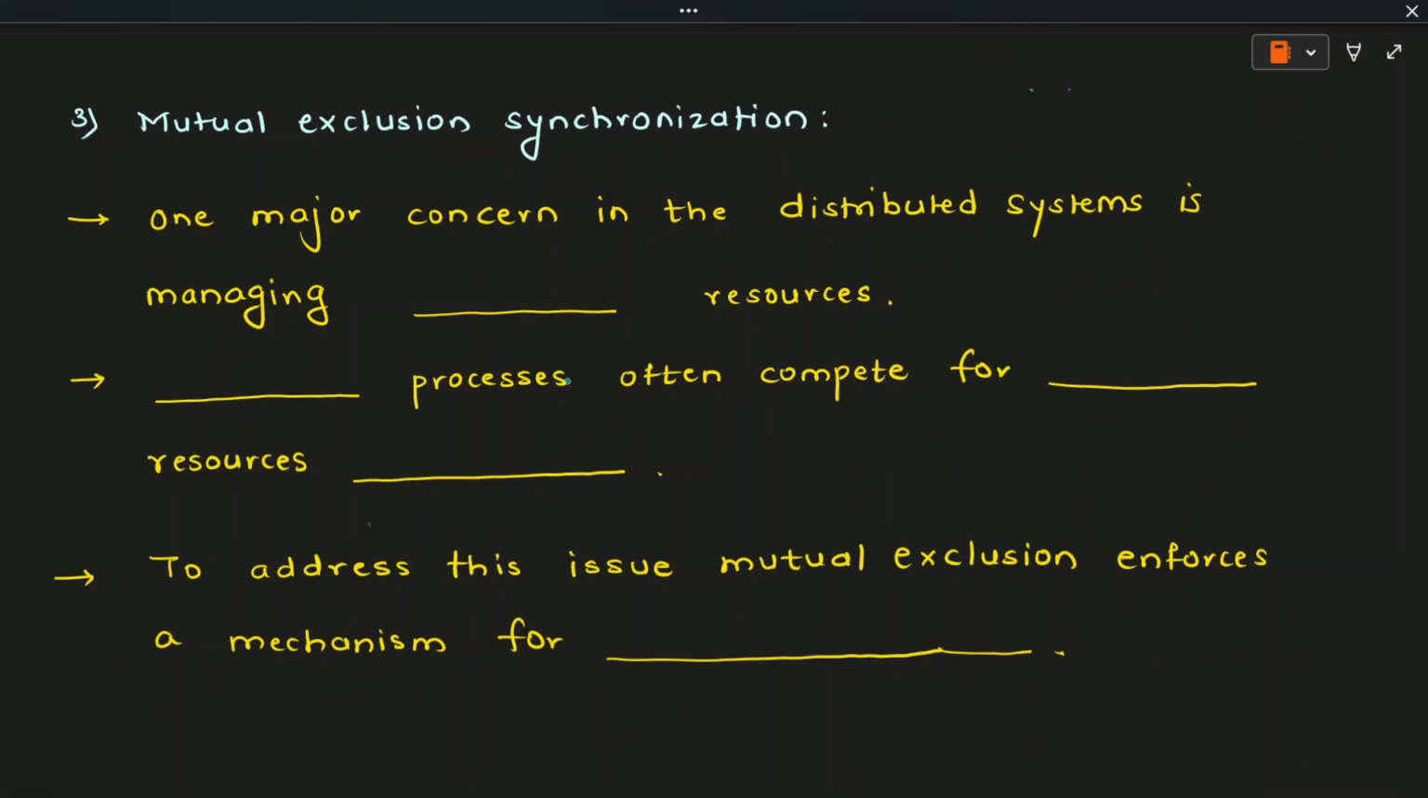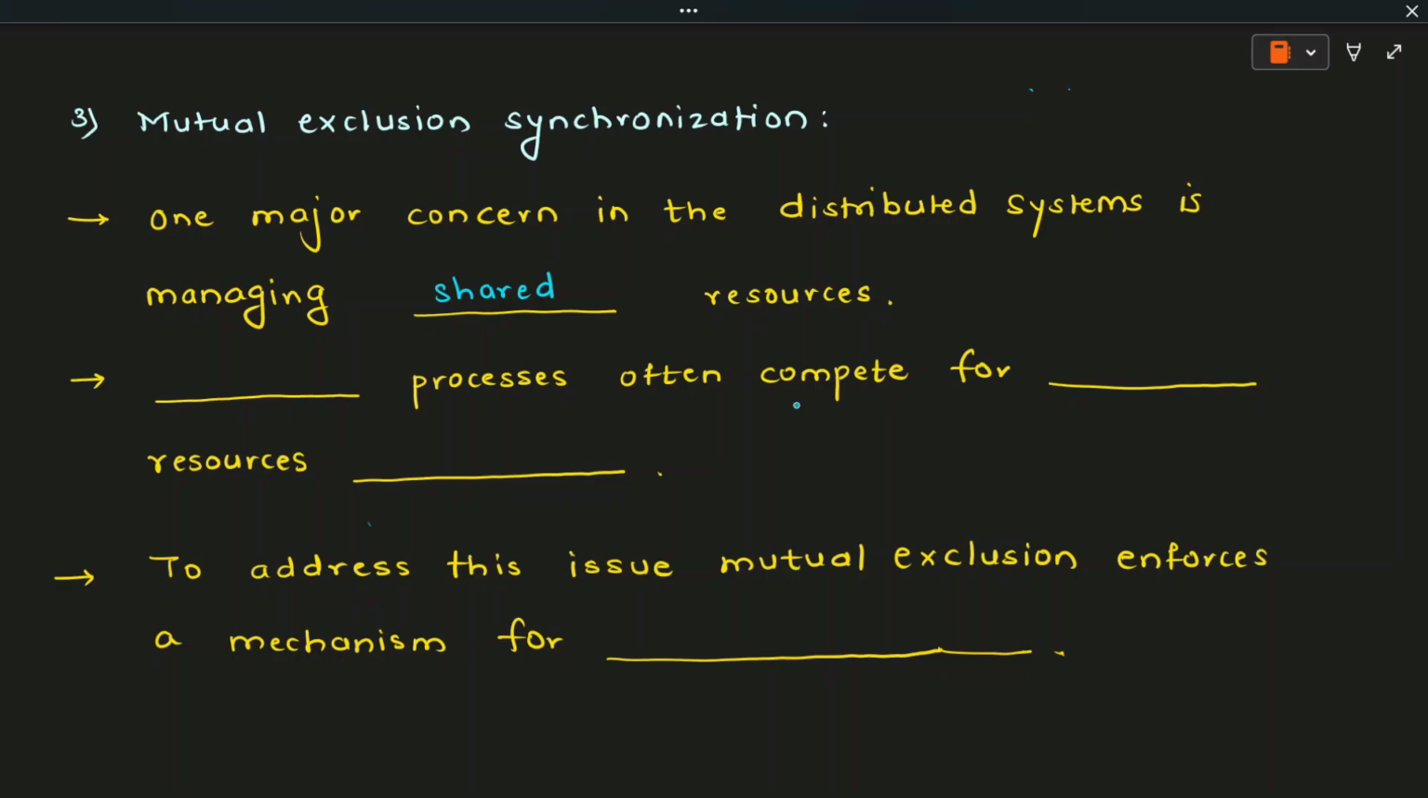The third type of clock synchronization is mutual exclusion synchronization. One major concern in the distributed system is managing the shared resources. We know that if the environment is distributed, multiple devices will be there and they will work parallelly in that distributed environment. So if there is a shared resource and multiple devices are trying to access that shared resource, that may create a huge mess.